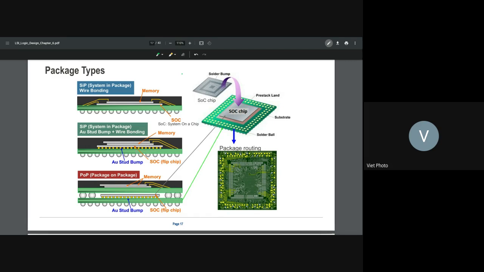Yeah, I think this one is just another one. Stud bump. You have the thing inside here so that it connects outside. Now you have a package on package, which is you have a package inside package. That's all. And then package routing, you put it in, right?